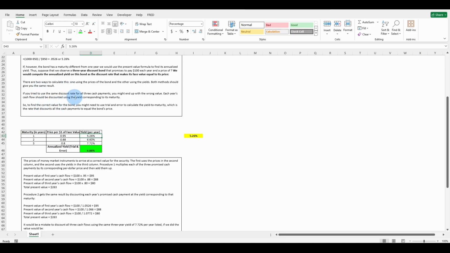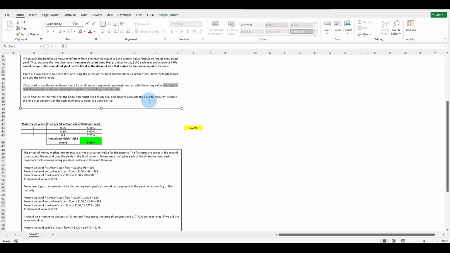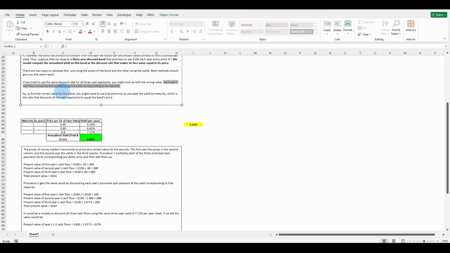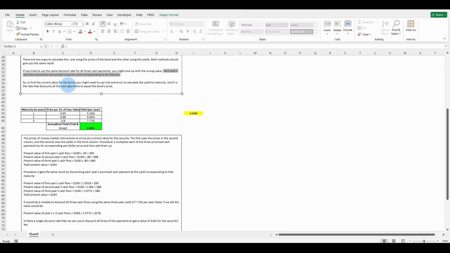If you tried to use the same discount rate for all 3 cash payments, you might end up with the wrong value. Each year's cash flow should be discounted using the yield corresponding to its maturity. That is absolutely 100% critical. Your source of information is important, and then make sure you're discounting the proper maturity to find the correct value for the bond. You might need to use trial and error to calculate the yield to maturity.